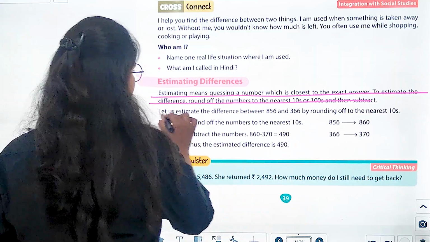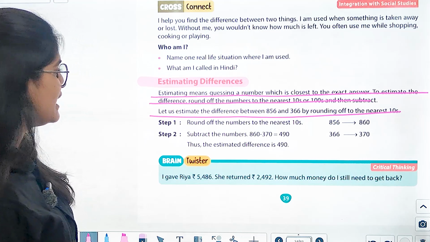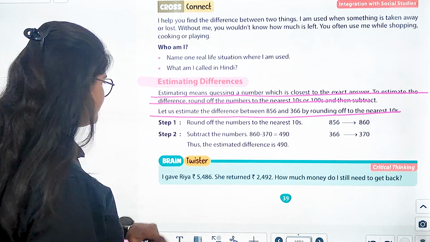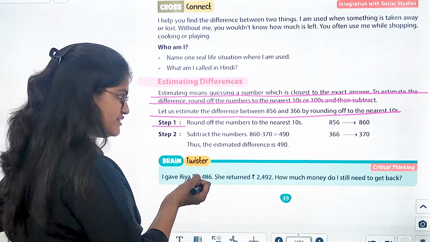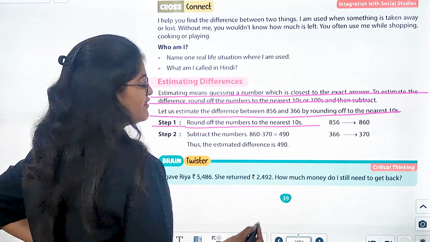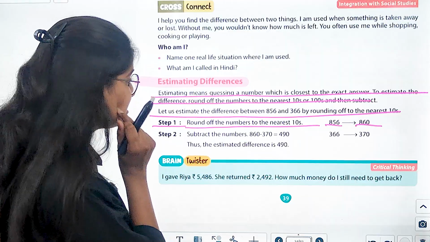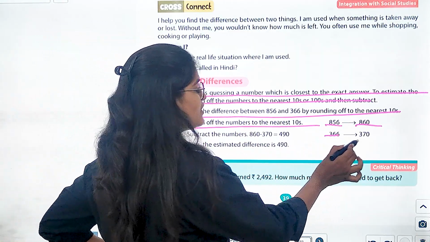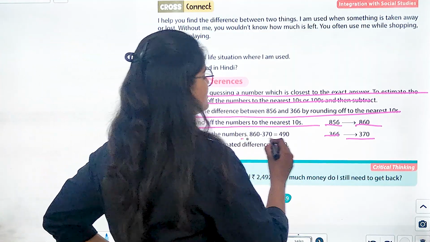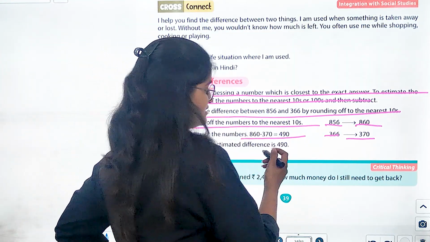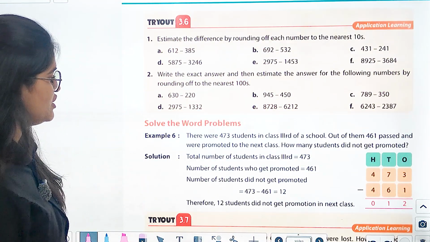So it says let us estimate the difference between 856 and 366 by rounding off to the nearest tens. Correct? So step 1 में हम इन्हें राउंड ऑफ करेंगे 10 से पहले, राइट? तो 856 को हम 10 से राउंड ऑफ करेंगे, सो इट विल बी रिटन एज 860, एंड 366 को राउंड ऑफ करेंगे तो इट विल बी रिटन एज 370. अब हमें 860 में से 370 को माइनस करना है एंड द आंसर इज 490, राइट? सो ये किया हमने एस्टिमेशन.